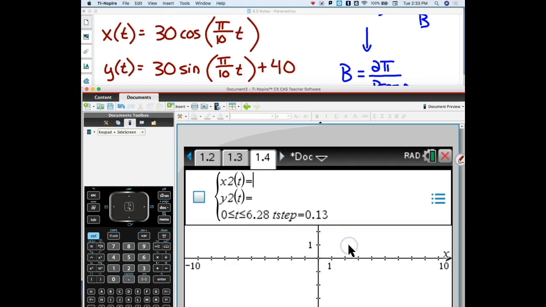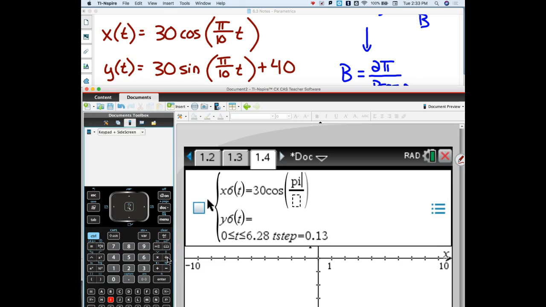I want to be in parametrics. And what color? Let's go 3, we got 4, we got 5. Let's see what color 6 is. Okay. So my first one is 30 cosine of, now I got a fraction, pi over 10 times t.